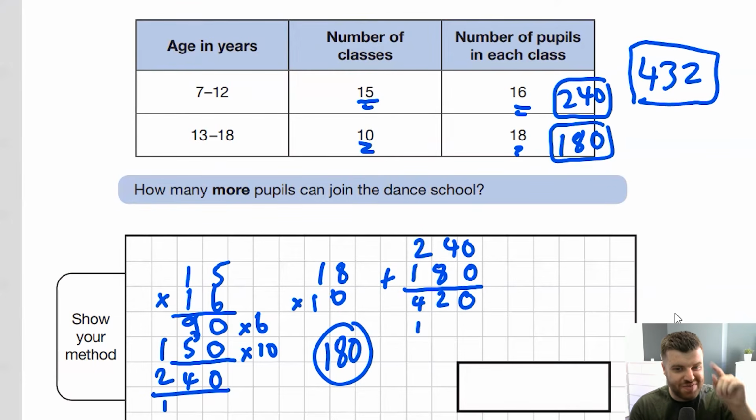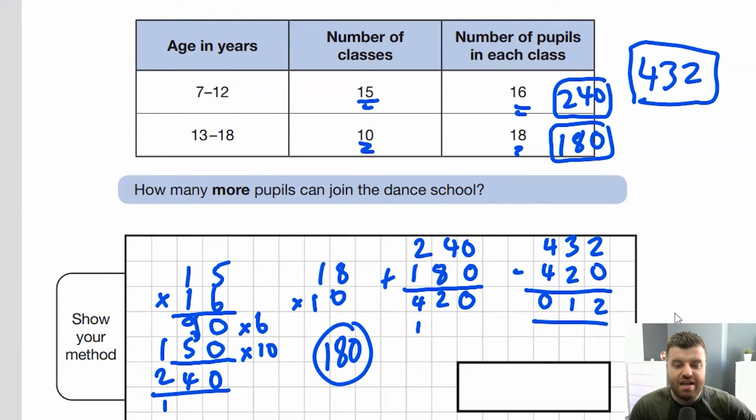So one final step. 432 places. 420 of them are taken up. So let's find the difference. 3 take 1 is 0. There are 12 spaces in this dance school. Well done if you managed to get that question right.